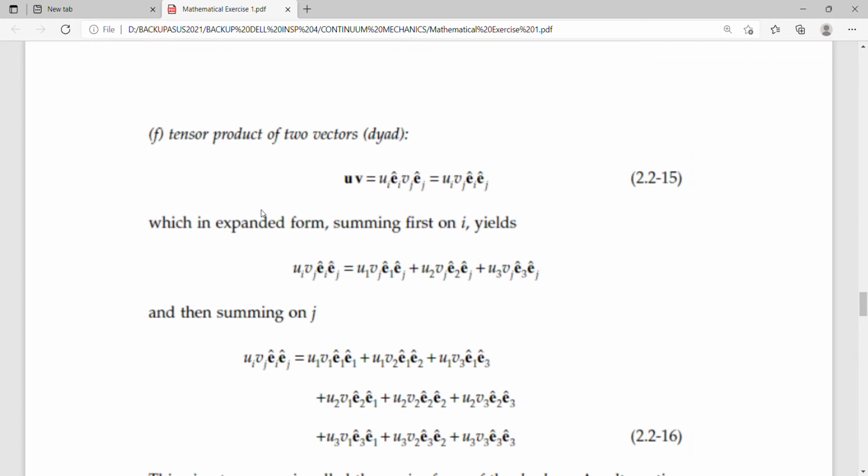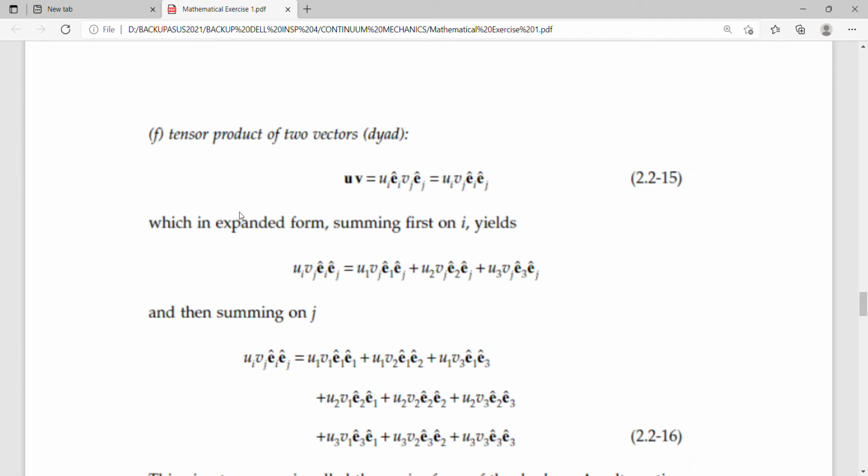Hello guys, good morning. We will be continuing our discussion on tensorial operations. And this time we make use of a generalized case of tensorial product of vectors and matrices.